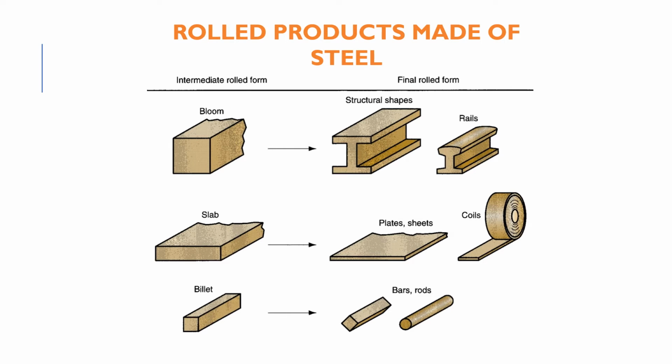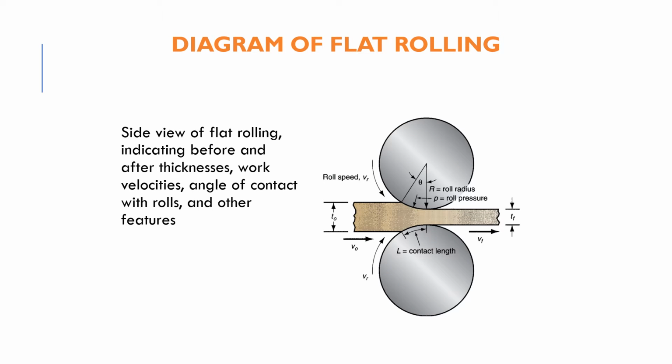Let us look into some of the products that are produced through the rolling process. For example, the starting material here is bloom. It is square in shape, and once it's done, it will become a structural I-beam like this one, or it can also be produced into railway rails. The second one is slab. This rectangular slab can be reduced in terms of the thickness, and it will become a plate or sheet or coil like this one. And this one is a billet, so it can be reduced into a certain bar and rod after the finishing process.